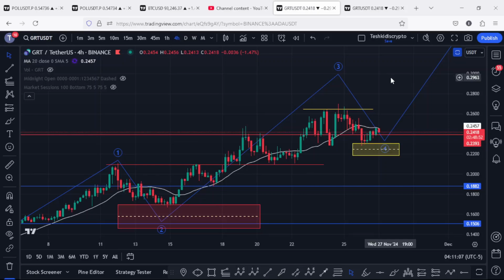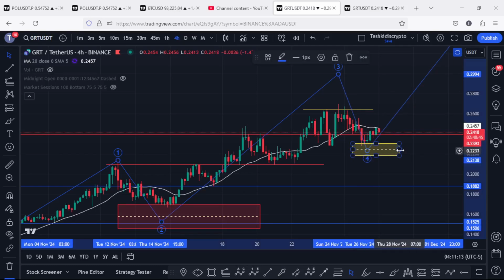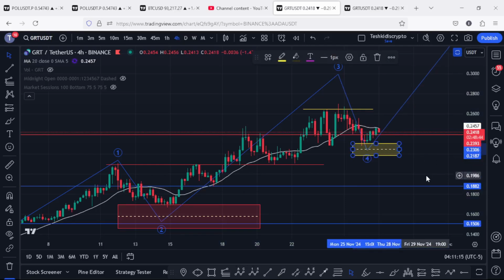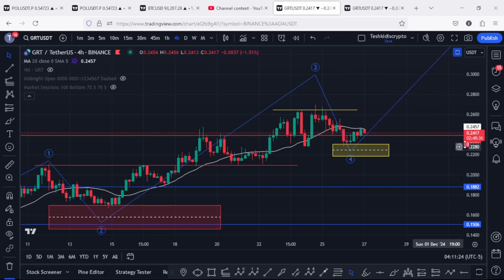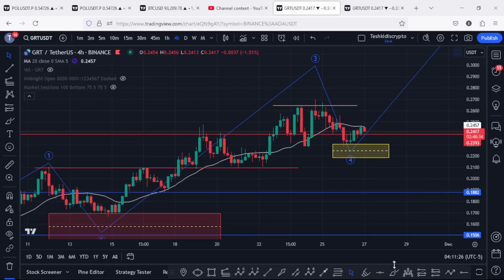GRT at the time of this recording is giving us a bit of a bounce to the upside after we continued to hold within our key area of support between the $0.2306 and the $0.2187. And at the time of this recording, we have also managed to break above a key area of resistance above the $0.2417, flipping it back into support.